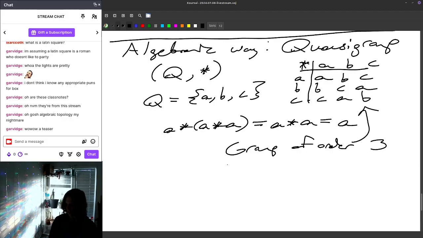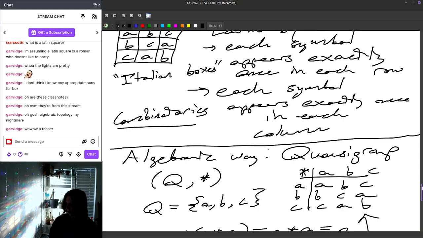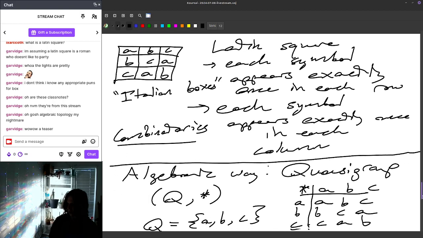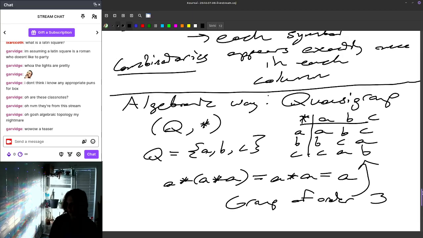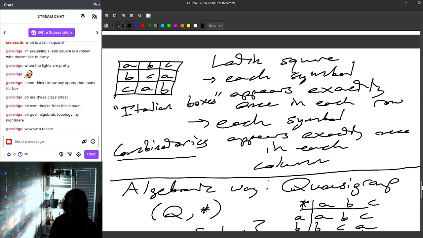All right, well, in any case, are there any other questions, just about Latin squares or quasi-groups? Those are basically two sides of the same coin. One's the more algebraic version, and one's the combinatorics version. Or you can also ask me at some other time.